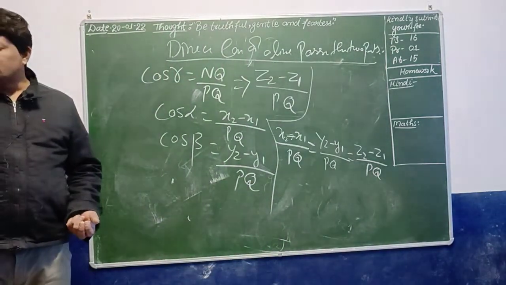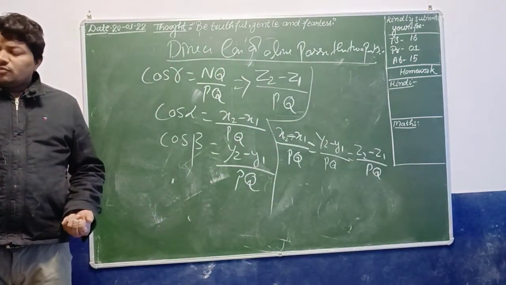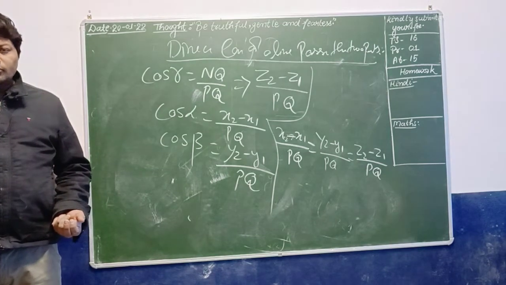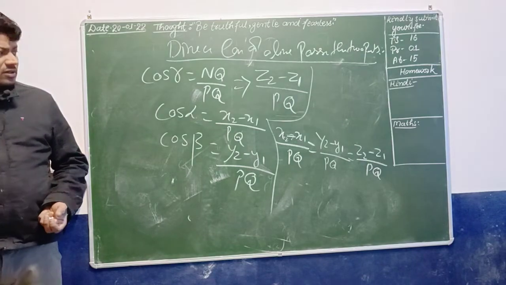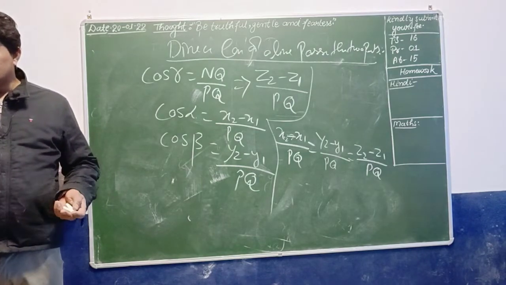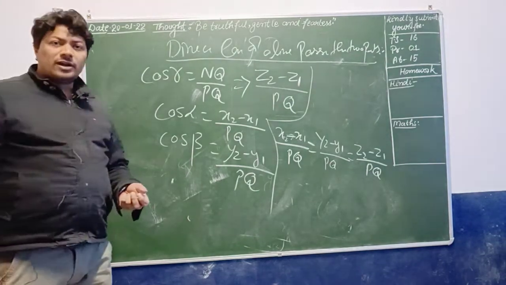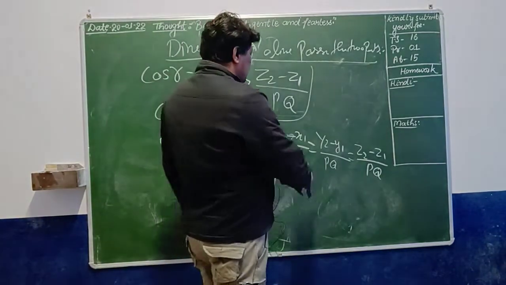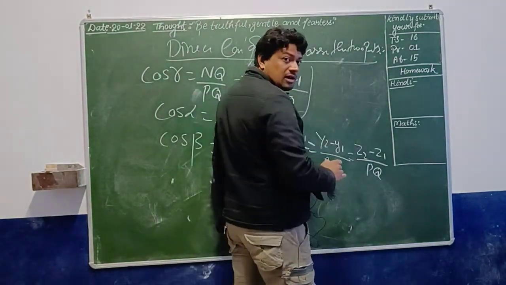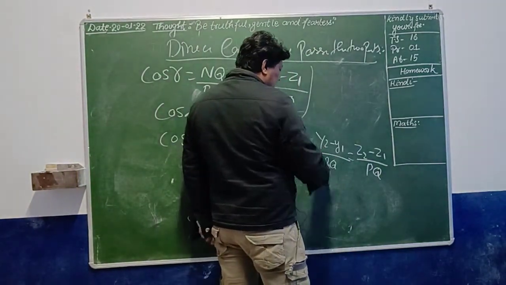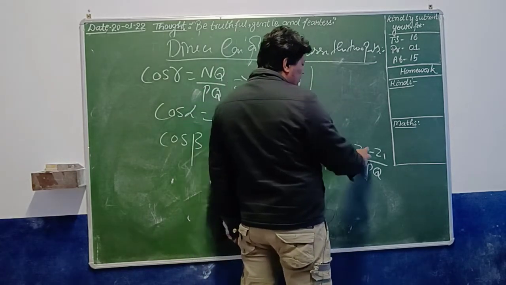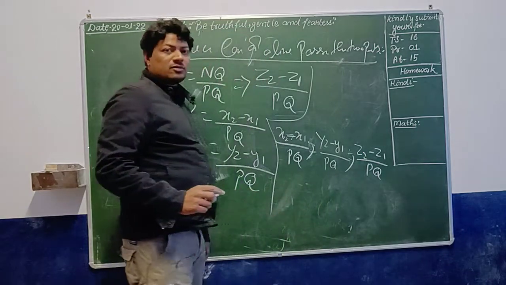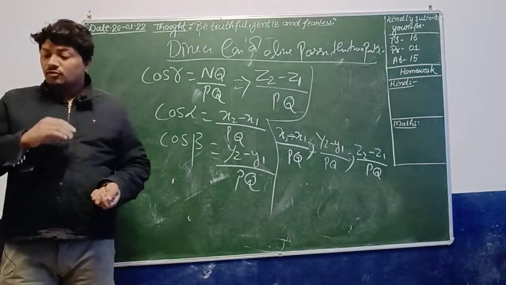Now if you go for PQ, what will you get? These are equal. Clear? So we have cos alpha, cos beta and cos gamma. If we write it like this: (x2 minus x1) upon PQ, (y2 minus y1) upon PQ, (z2 minus z1) upon PQ. Now what will we do from here?